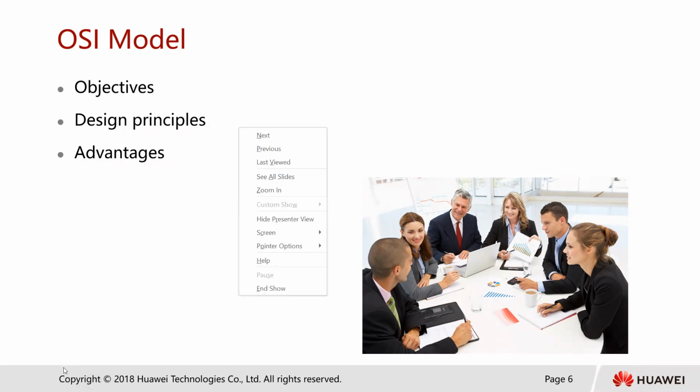So let me ask, we have people here. We have been talking about layers. How many layers are in the OSI model? There are 7. Perfect. 7. Yes. Thank you.